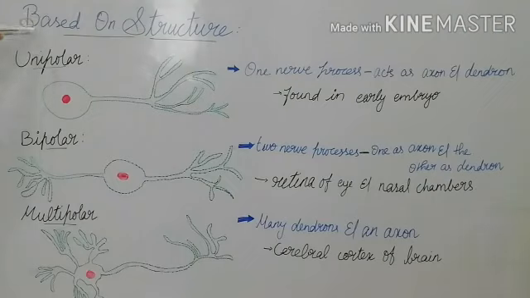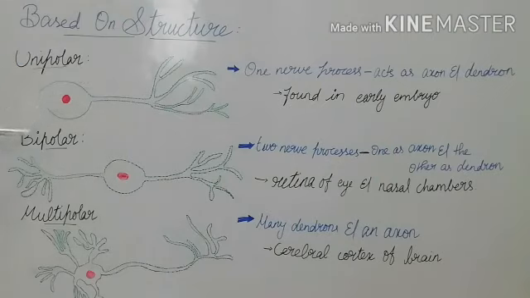We saw that based on structure, there are three types of neuron. They are the unipolar, bipolar, and multipolar. The first one is the unipolar. In this neuron, the cyton will give rise to only one nerve process, and this will act as both the axon and also the dendron. This neuron is found in early embryos but not in adults.